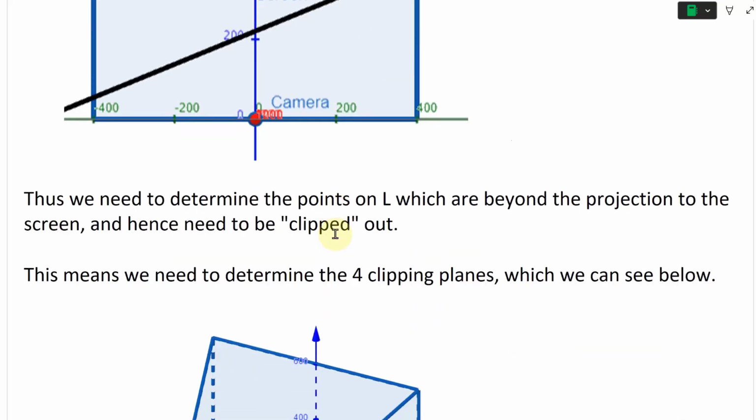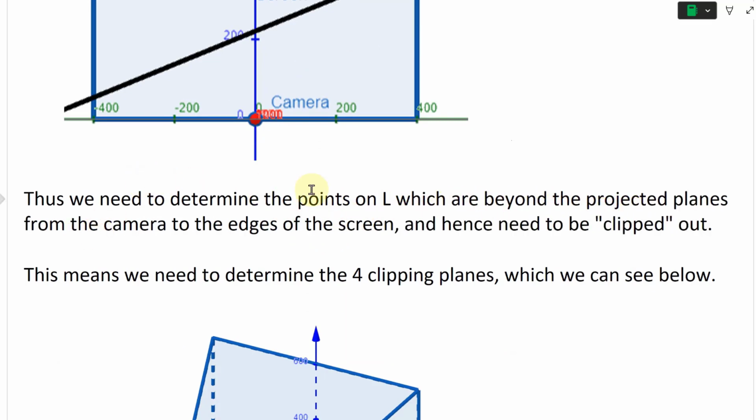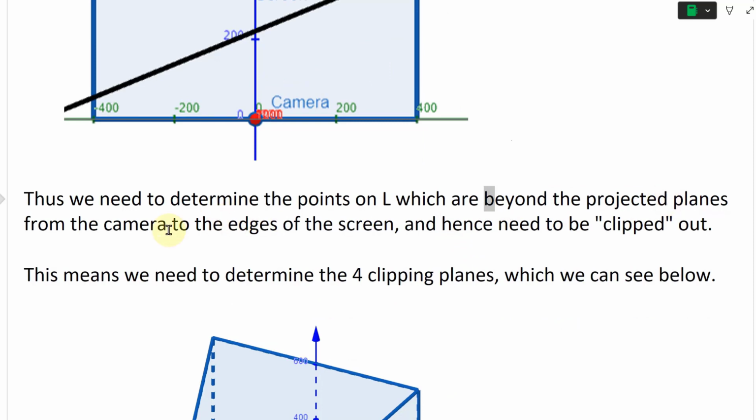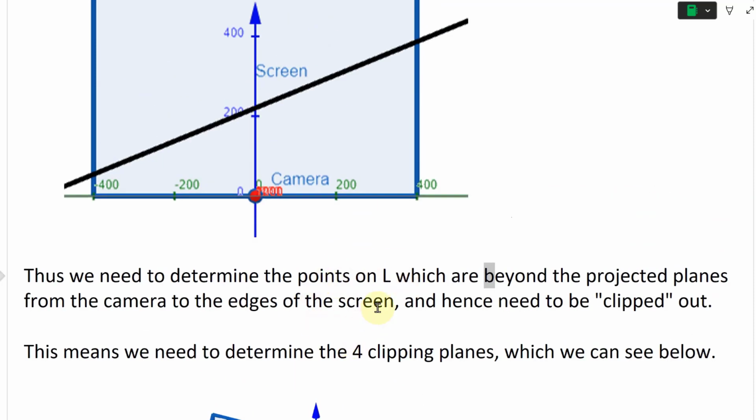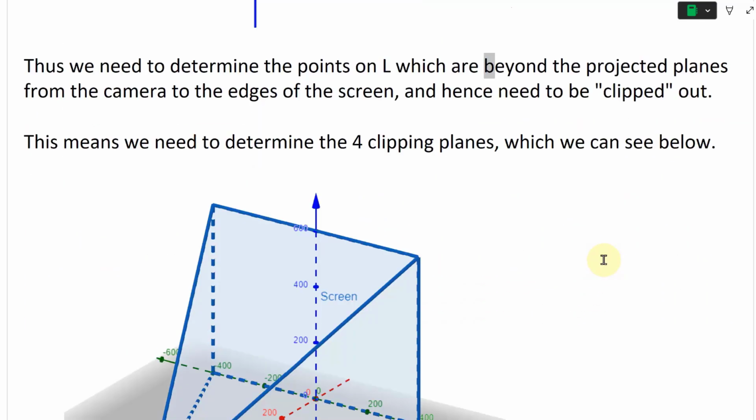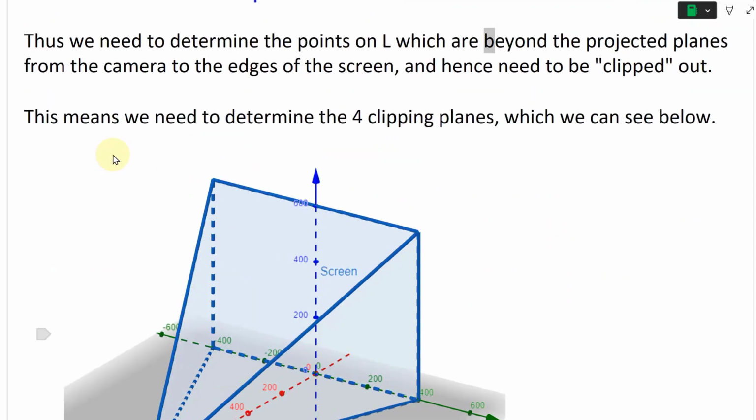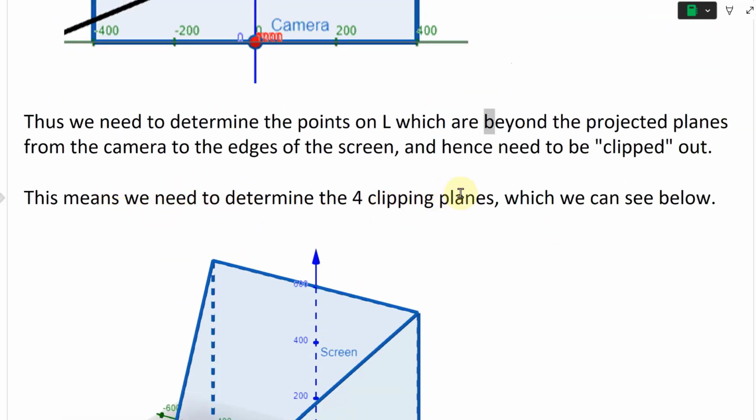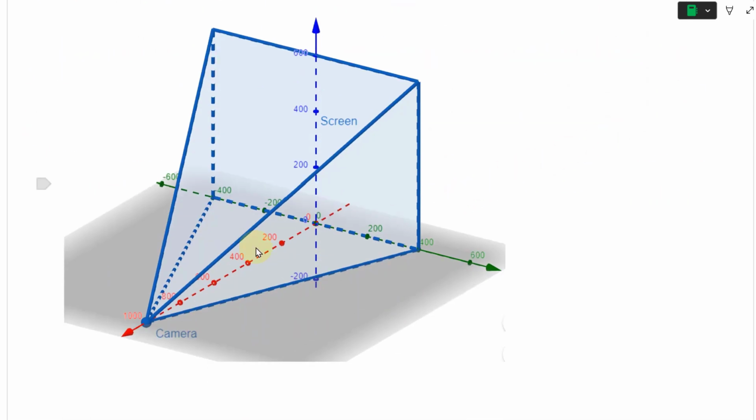Anyways, we'll continue further. Thus we need to determine the points on L which are beyond the projection to the screen, or more accurately, because it's in 3D, beyond the projected planes from the camera to the edges of the screen, because we want to create a 3D perspective. Hence they need to be clipped out, and this will look better once we have these clipping planes. So this means we need to determine the 4 clipping planes, which we can see below.